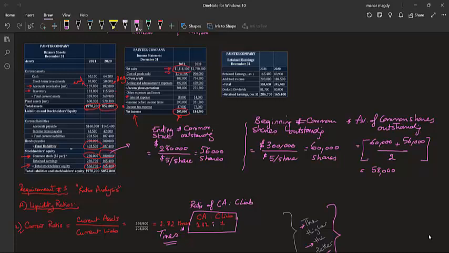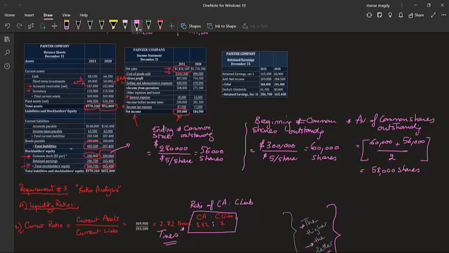So why are we doing this? In order to get the earnings per share. So we divide by a number, not a dollar value or a cost, divided by a number. So the average common shares outstanding equal 58,000 shares.